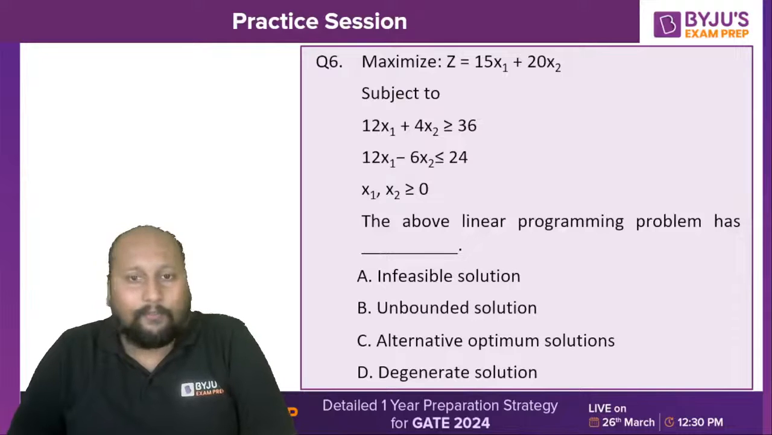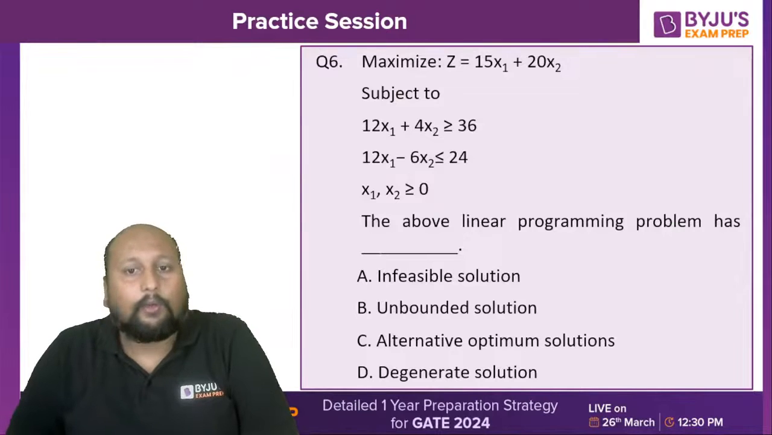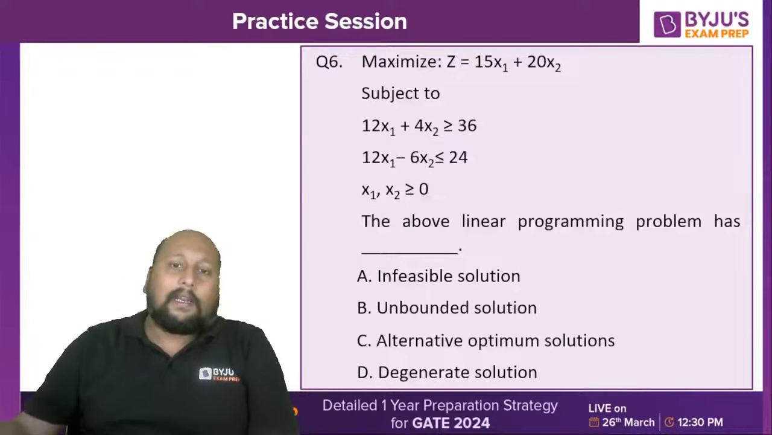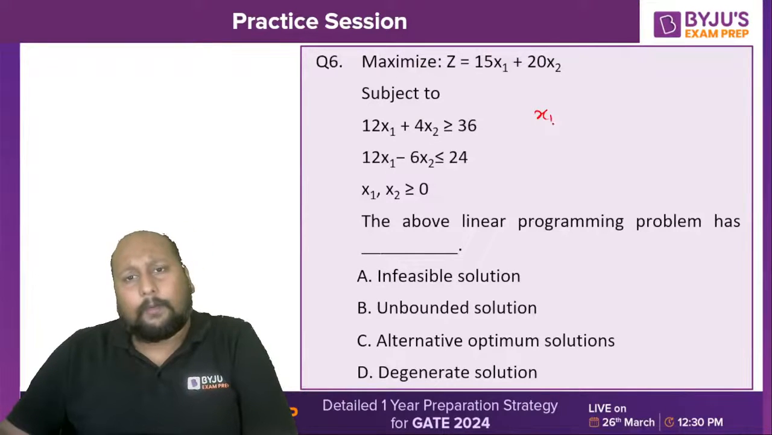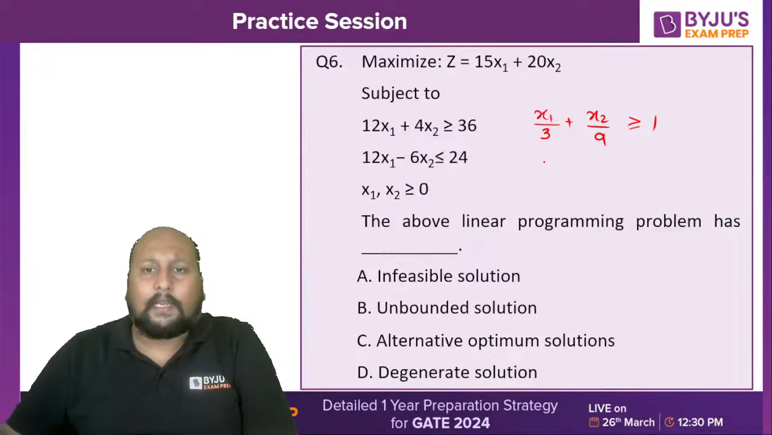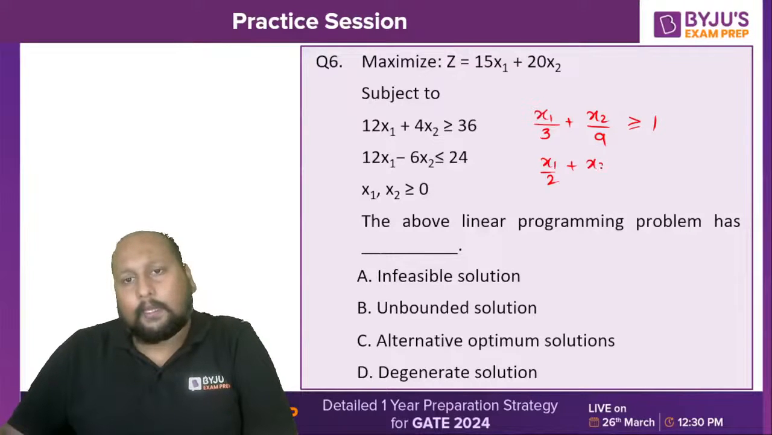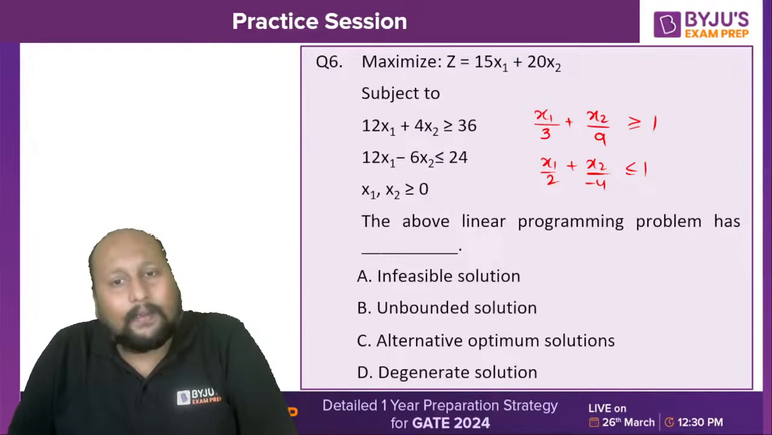So I've just explained the individual definitions. Try to tell me what the correct answer will be. Let's convert this into intercept format. The first constraint can be written as x1 divided by 3 plus x2 divided by 9 greater than or equal to 1. The second constraint can be written as x1 divided by 2 plus x2 divided by minus 4 less than or equal to 1. Okay, so I have written the two constraints in intercept format.